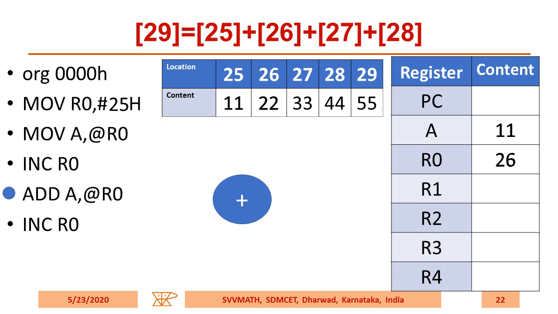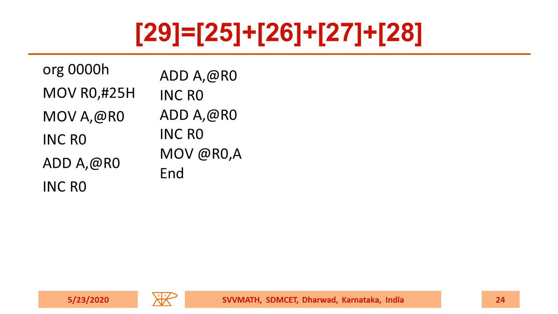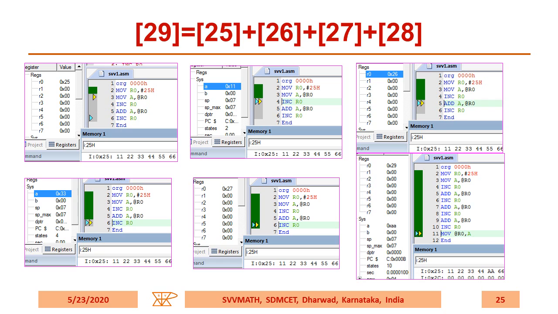When I execute ADD A, @R0, the content of the location pointed to by R0 and the accumulator content are added, and the result is stored back in the accumulator. Again I will do the same procedure, increment R0, and continue the same steps, that's all. These are the snapshots of how it executes.